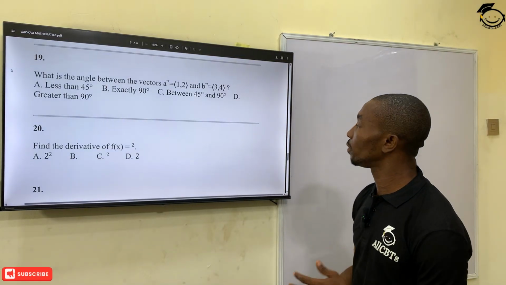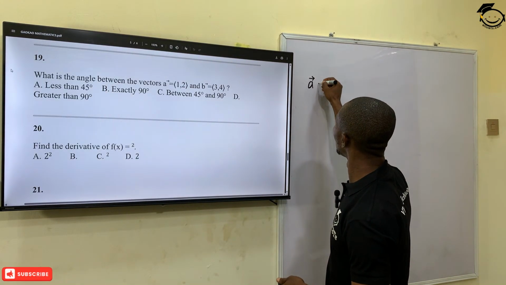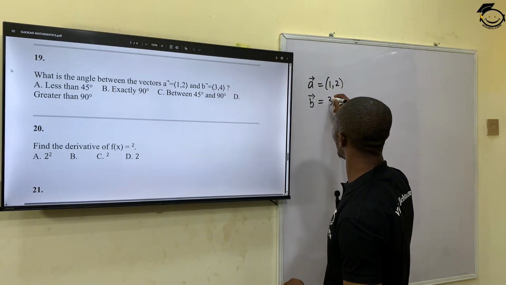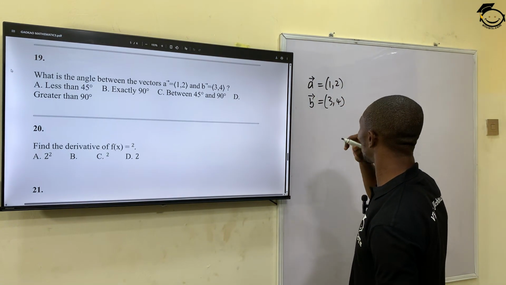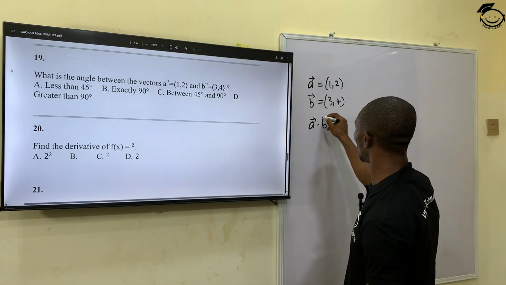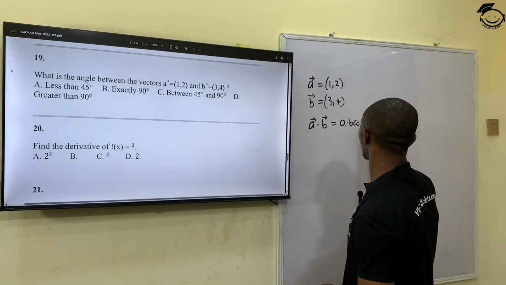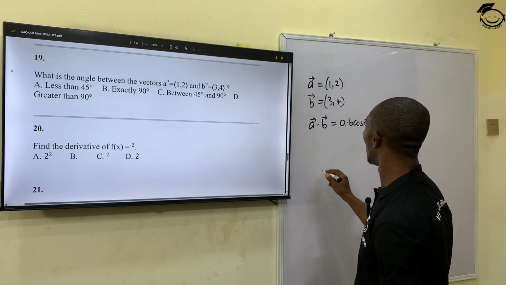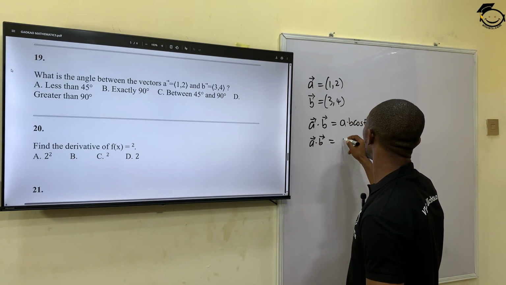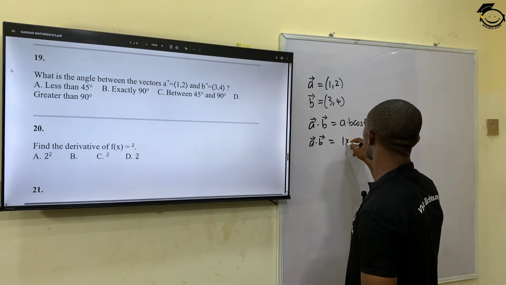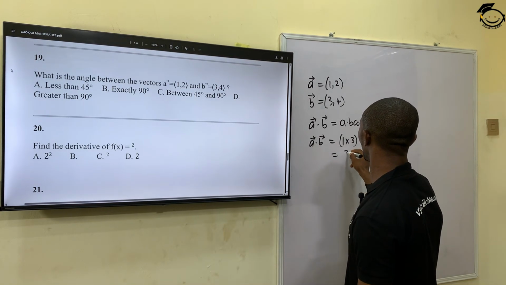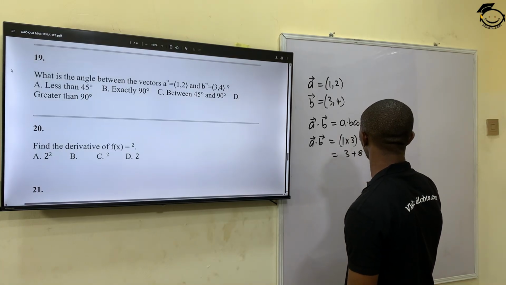What is the angle between vectors A, 1 and 2, and B, 3 and 4? Okay. Now, in order to find this, we are using our dot product, which says that vector A dot vector B equals AB cos theta. Okay. And for this, our A dot B will become 1 times 3 plus 2 times 4. So 1 times 3 will be 3 plus 2 times 4, 8, which will give us 11.